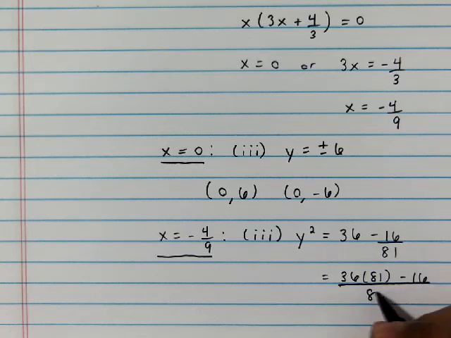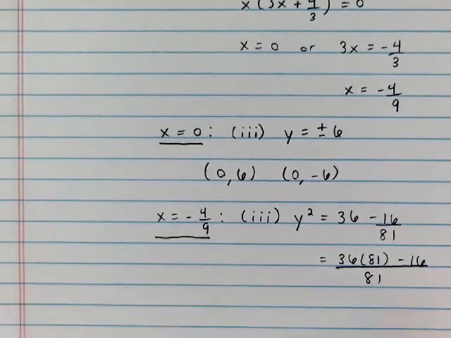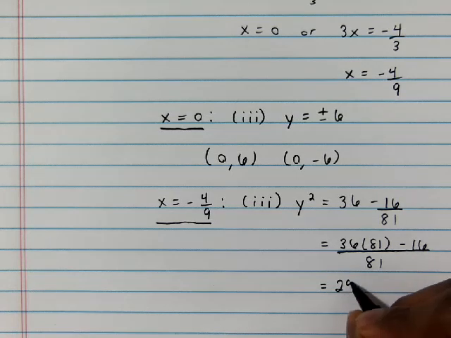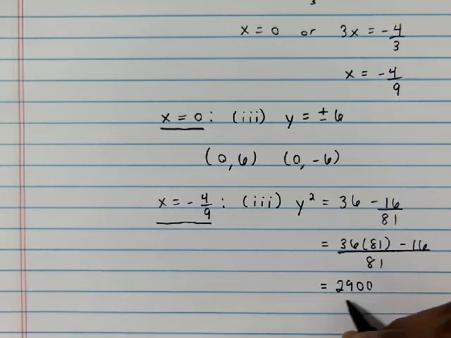all over 81. And of course, on your test, I wouldn't give you a problem where the numbers were like this. What is 36 times 81? All right, so we're going to get 2916 minus 16. So we're going to get 2900/81.